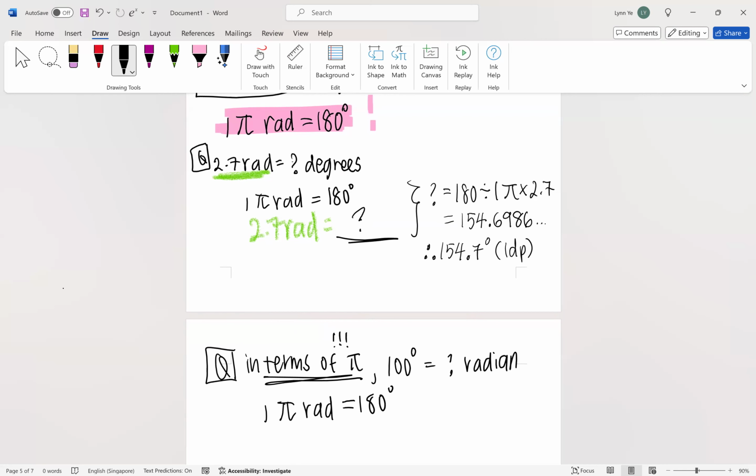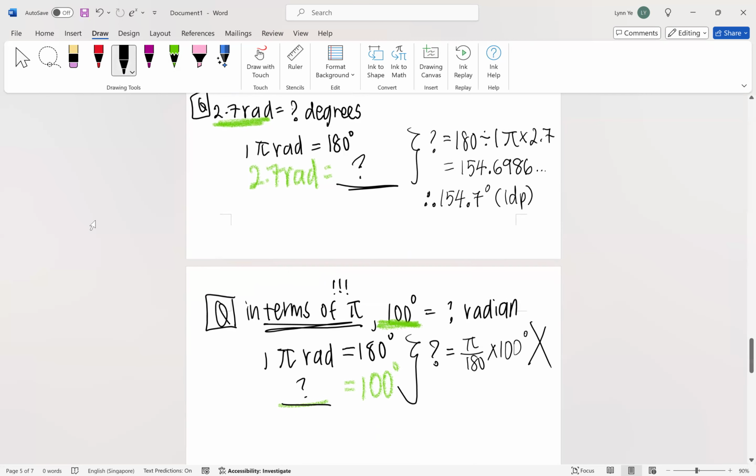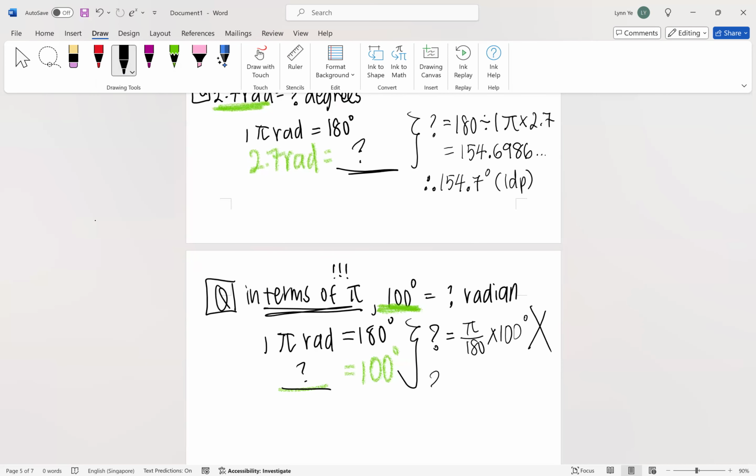So where do I put my 100 degrees? On the left or on the right? So I put my 100 degrees here, and this is my question mark. How do I find my question mark? What do I have to do? If you put pi over 180 times 100, you can say bye-bye to your 1 mark. Wrong. You will never get this. So what is the correct answer?